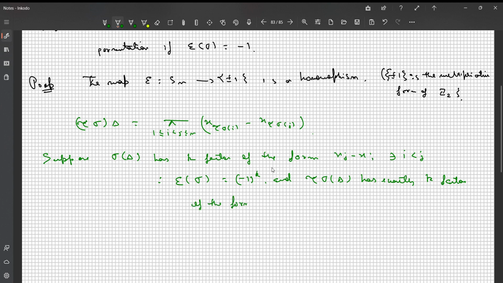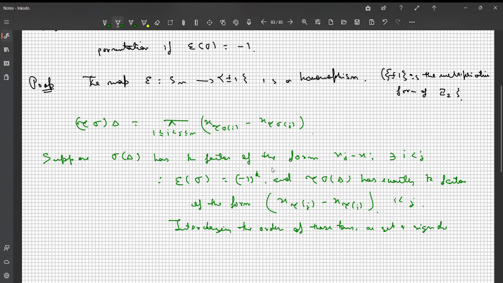And tau of sigma delta has exactly k factors of the form x tau of j minus x tau of i, right? Where i is less than j. Right? Now if I interchange the order of these terms, then we get again a sign change of minus 1 to the power k.